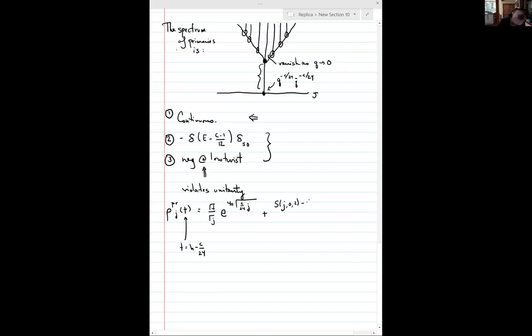So it's got these things called Kloosterman sums here, which, if you don't know what they are, don't worry too much. There's some number theoretic objects. And then they multiply something that looks very much like Cardy's formula, but with a different coefficient here. So these are exponentially subleading to Cardy's formula.